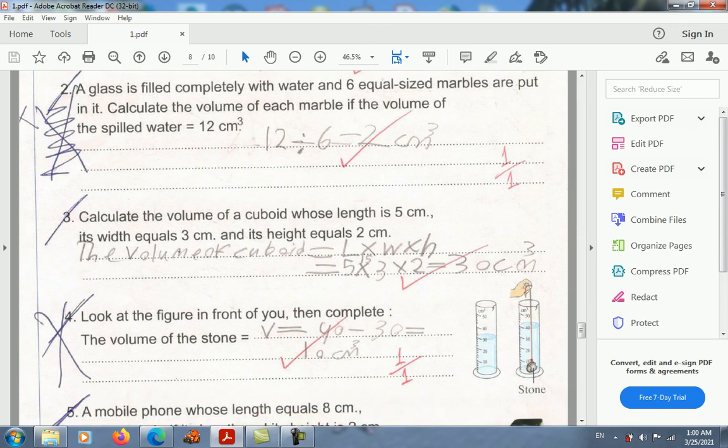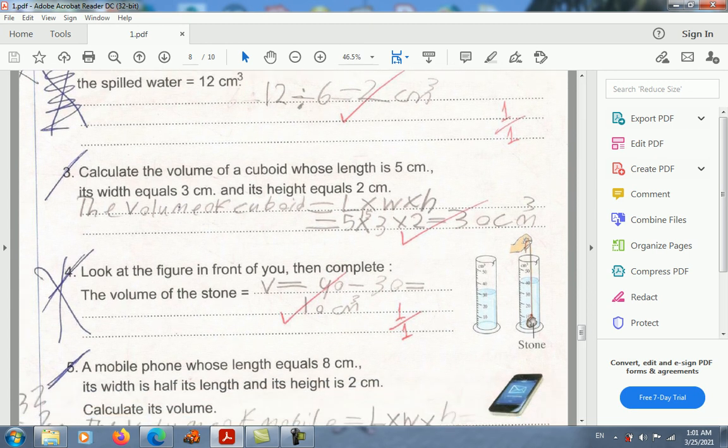2. A glass is filled completely with water and 6 equal sized marbles are put in it. Calculate the volume of each marble if the volume of the spilled water equals 12 centimeter cube. So it's very easy. In this case, it will be 12 centimeter cube divided by 6, because we got 6 marbles this time and they are equal in size. So 12 divided by 6 equals 2 centimeter cube. So the volume of each marble in this case equals 2 centimeter cube.